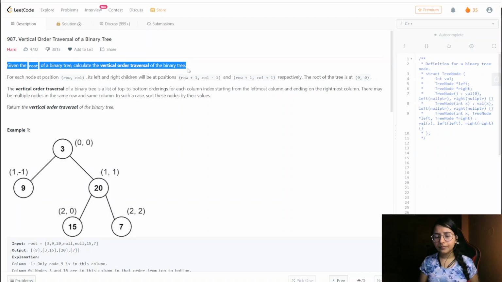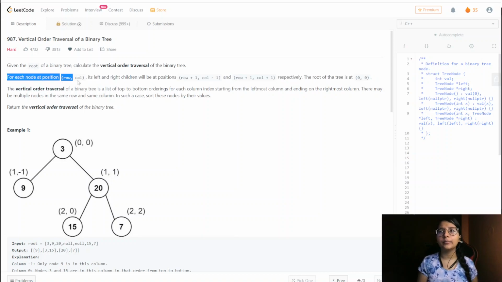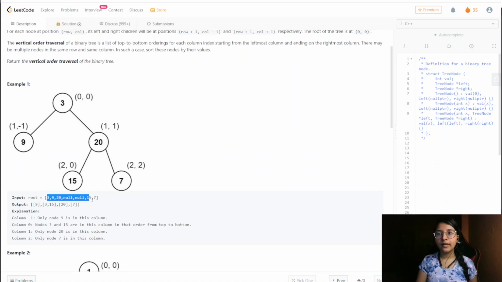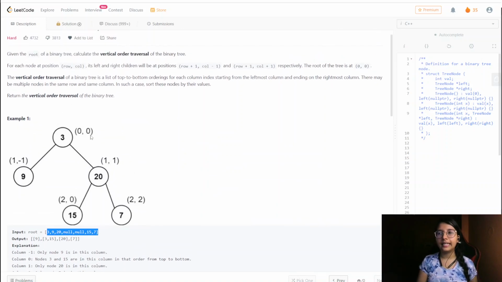But there are some more conditions which we are required to fulfill, and then only we are required to go ahead with our vertical order traversal. These conditions are given in the question. You can simply figure out the tree which is being given to us as if it is a matrix.